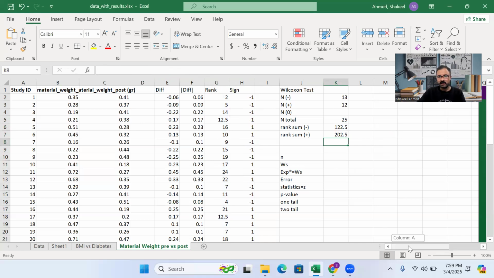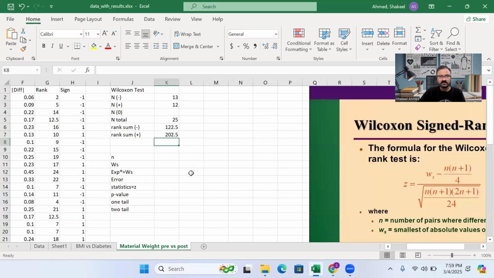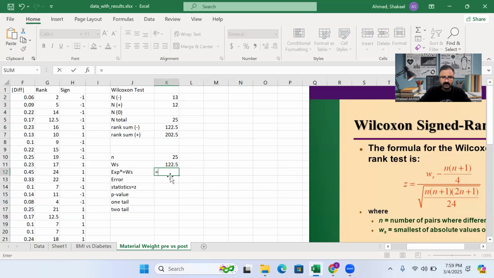And now you will find the test statistic Z. So we need to find the number of observations, that is 25, and WS is the Wilcoxon statistic, that is the smallest of the two rank sums. So it's 122.5. And what is the expected value of the rank sum? That is 25 times (25 plus 1), that is 26, divided by 4. This is the mean. And what is the standard deviation?